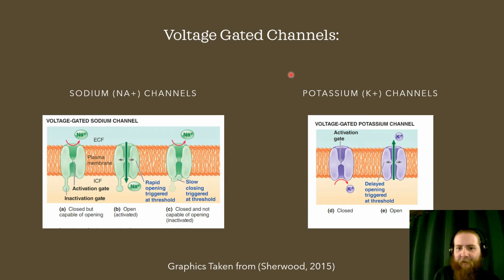For our potassium channel, it's a little bit simpler. It has just an activation gate. It will open up and allow potassium to travel through when a certain voltage is reached. So we need to define some terms as far as the voltage of the cell, because in an action potential we have this very quick change in membrane potential, and we need some terms to describe that.